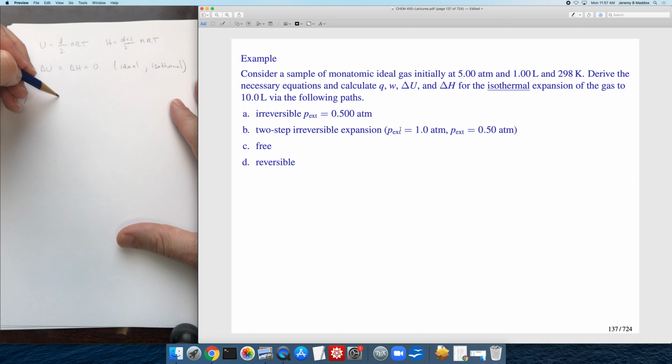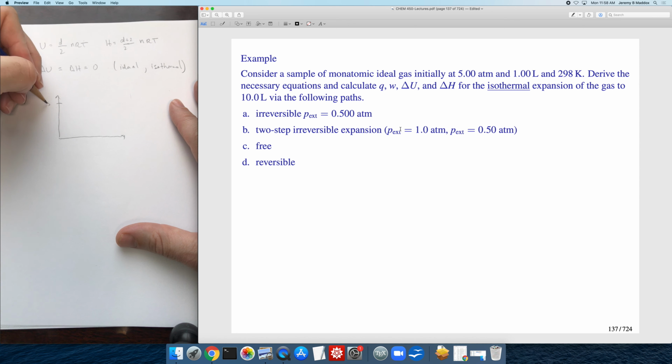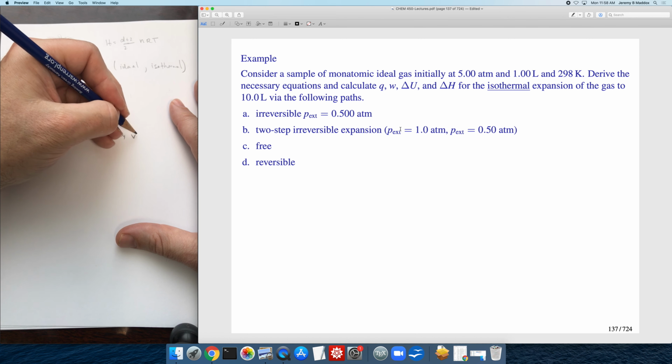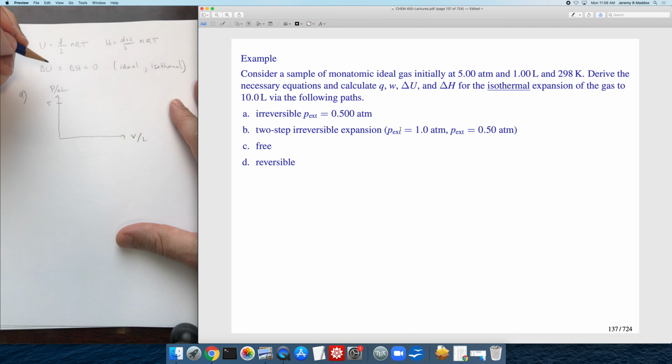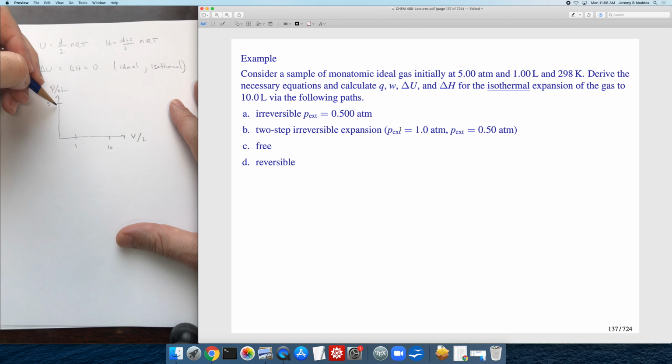I'm going to go ahead and draw the indicator diagram for this problem. So here's going to be 5 atm. So this is pressure in atm, and this will be the volume in liters. So here's 1 liter, and here's 10 liters. Let's see, we'll make this 1 atm down here, and then here's half an atm.